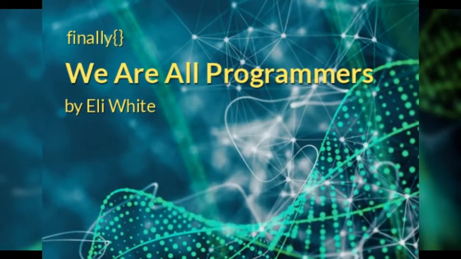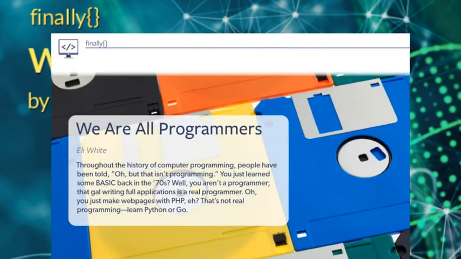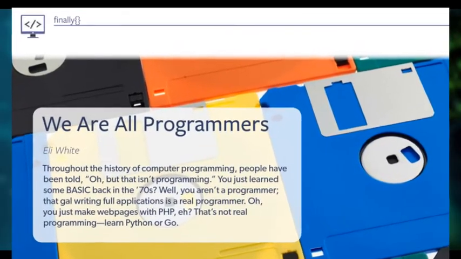And finally, we are all programmers. Eli White explains why we need to stop judging what makes someone a real programmer to build an inclusive community.